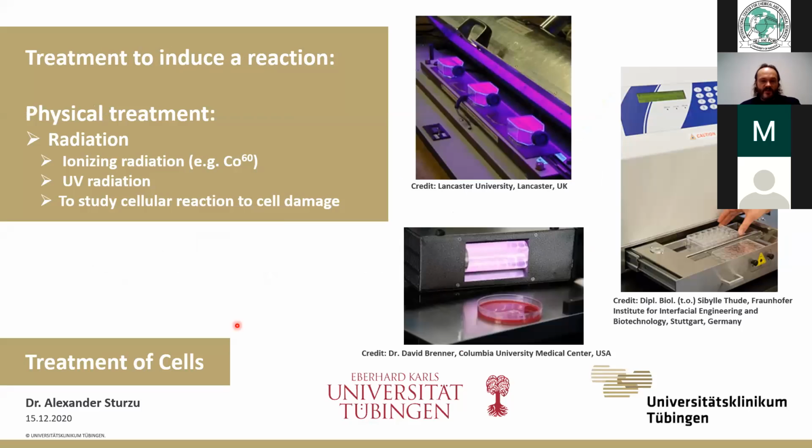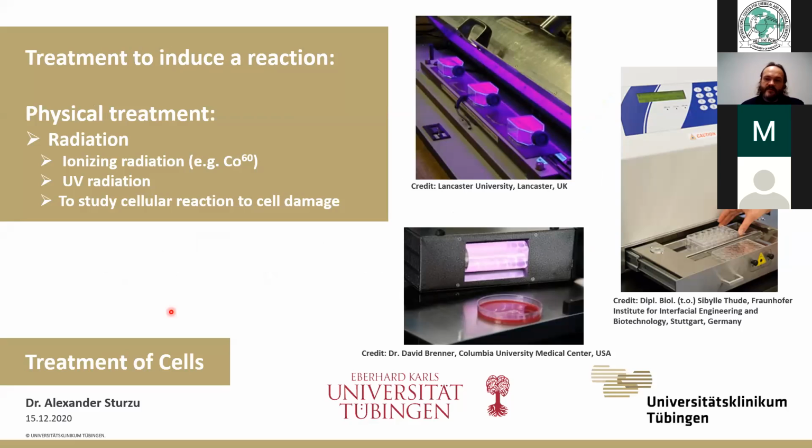Next, we're coming to the treatment. Treatment to induce a reaction that we will then in the second step analyze. The one main physical treatment that is used is radiation, either with ionizing radiation, for example, with a beta radiating cobalt-60, or what is more commonly used to induce cell stress and cell damage is UV radiation.